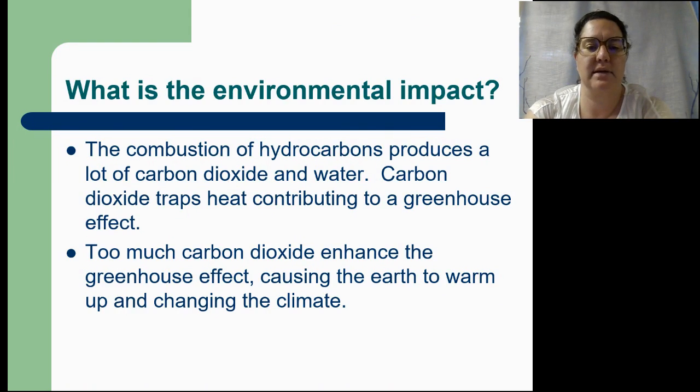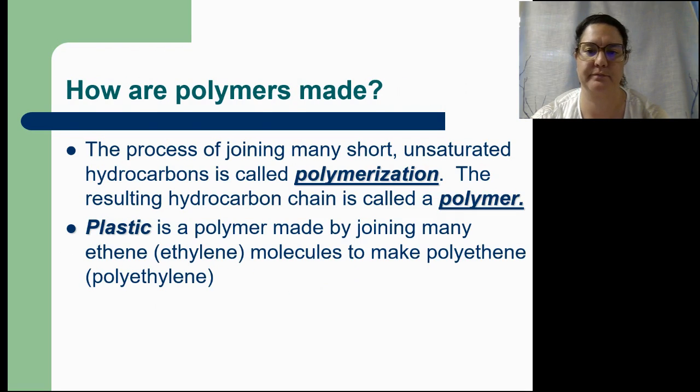So the environmental impact of hydrocarbon combustion is that there's the production of a lot of carbon dioxide and water vapor. So both carbon dioxide and water vapor trap heat, which contributes to the greenhouse effect. Now, the greenhouse effect is important because it allows the temperature on Earth to remain warm enough and stable enough to contribute to producers and plants, creating oxygen and nutrients for life to be sustained on Earth. However, too much carbon dioxide enhances the greenhouse effect, which causes the Earth to slowly warm up and change the climate.